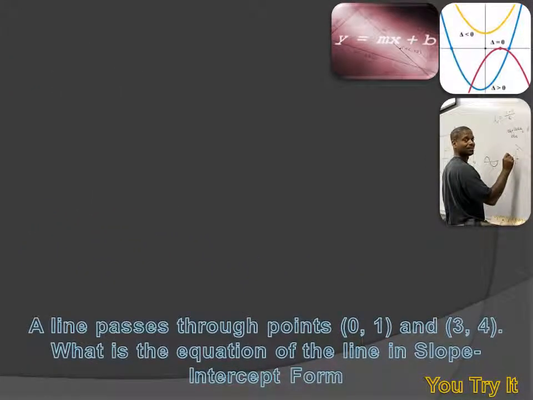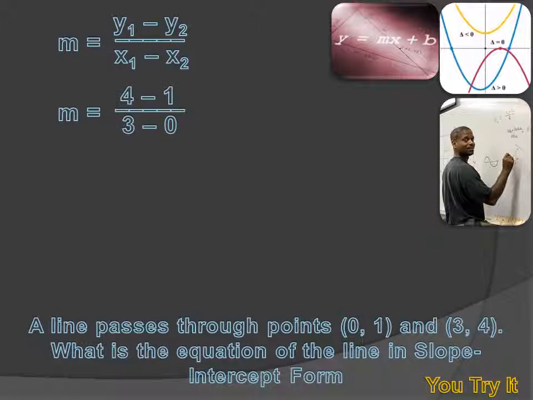If we know 2 points that are included in a line and we're asked to calculate the equation in slope-intercept form, then we need to calculate what the slope is, and we need to calculate what the y-intercept is. Well, the slope is easy. The slope is the change in our y values divided by the change in our x values. In this case, our y values changed from 4 to 1, and our x values changed from 3 to 0. So our slope is 4 minus 1 divided by 3 minus 0, or 3 divided by 3, or 1.